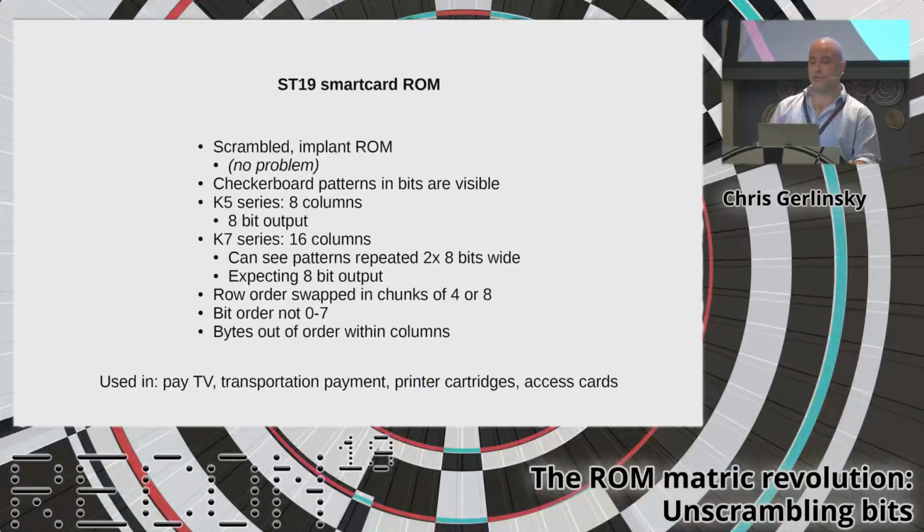In these chips, you see checkerboard patterns that show through from the scramble that they use. So I've looked at 2 series of the ST19 chips. There's a K5 series, and the ROM on those is organized into 8 columns, and it has an 8-bit output. Or there's the K7 series, which is organized into 16 columns, but it is still an 8-bit output. So we have 2 sets of columns that are just paired up. For the scramble, they do some swapping of the rows and the bits and the bytes within the columns. And these chips, you can find them used in pay TV access systems, transportation payment for like the bus or whatever. Printer cartridges use these for copy protection.